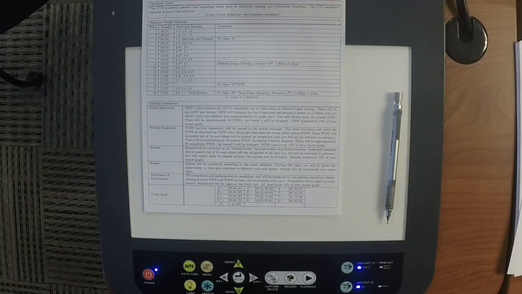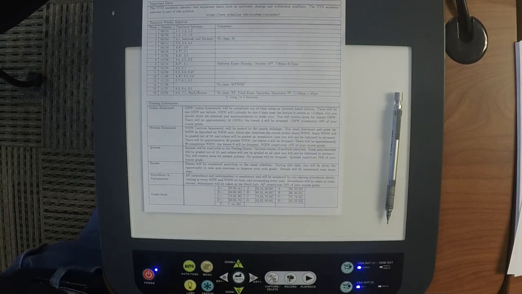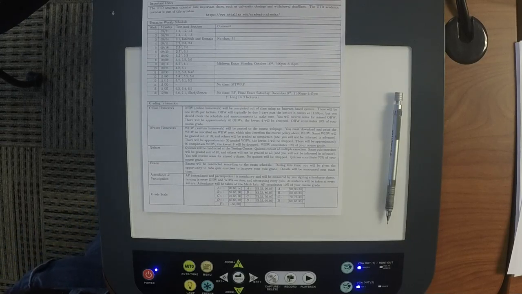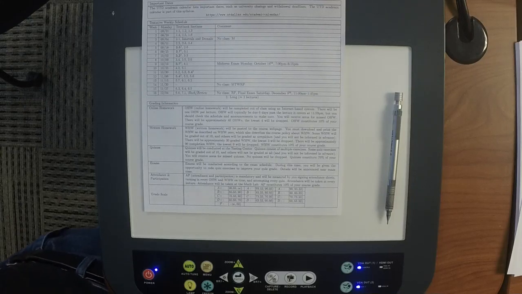The majority of your grade is from quizzes. Quizzes will be done in the testing center. That's a big, big room in the basement of the library. You show up, you say, I'm so-and-so here to take a quiz for college algebra. And they say, okay, let me see your ID and all of that. And then you show up and take the quiz.